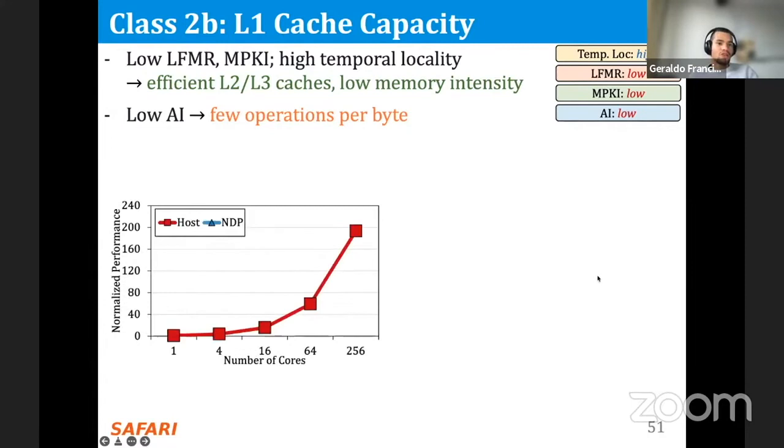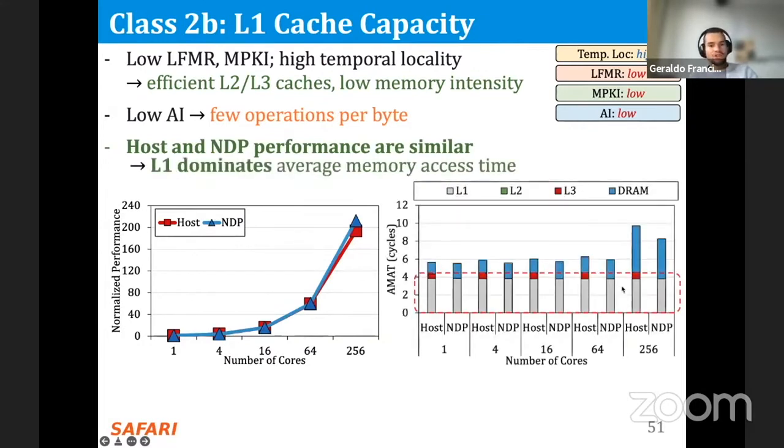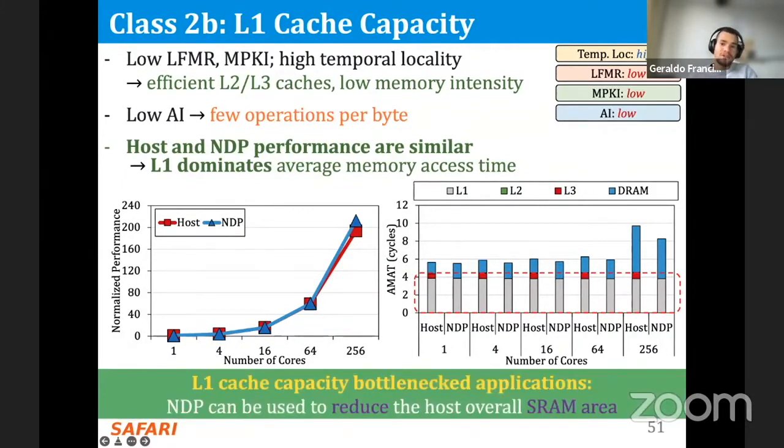Also, the low arithmetic intensity indicates that such applications execute few operations per byte loaded from the memory hierarchy. We observed that the host performance and the NDP performance scale in a similar fashion, even though the NDP has less on-chip cache. Such a reduction in SRAM does not hurt performance when moving to the NDP system, since the L1 cache present in the host and NDP system dominates the average memory access time for such applications. We conclude that even though the NDP system does not mitigate any memory bottleneck for these applications, it can still be useful for reducing the overall SRAM area in the chip.